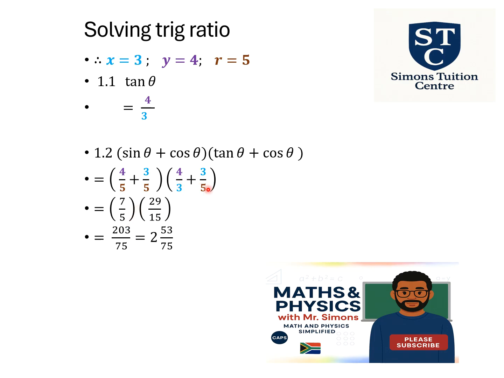Then for the second part, we're going to cross multiply to add them, so 5 times 4 is 20, and 3 times 3 is 9. 20 plus 9 gives me 29, and 3 times 5 gives me 15. So if I multiply now, 5 times 15 is 75, 7 times 29 is 203, and that simplifies to 2 and 53 over 75.